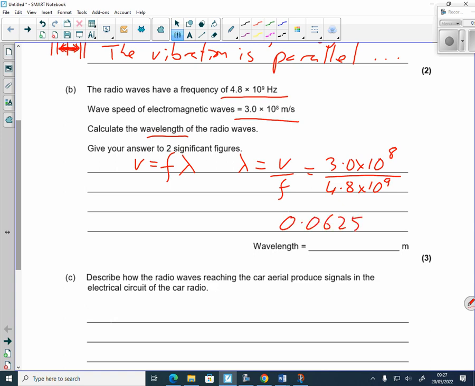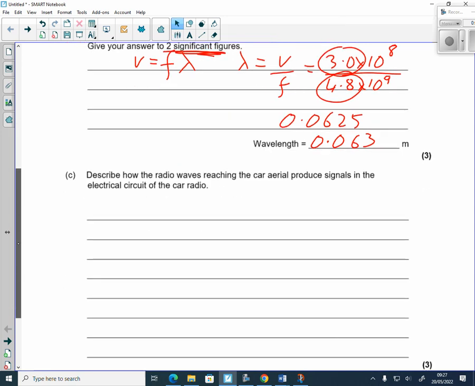0.0625, but it's asking for 2 significant figures, so we're going to have to round it. The clues are in the question again: this is to 2 significant figures and this is to 2 significant figures. So really, if we're doing it properly, we should put the answer to 2 significant figures anyway. So I'm going to put 0.06, and then should I go down to 2 or up to 3? I'm going to go up to 3 because 5's halfway. So that's the second part.